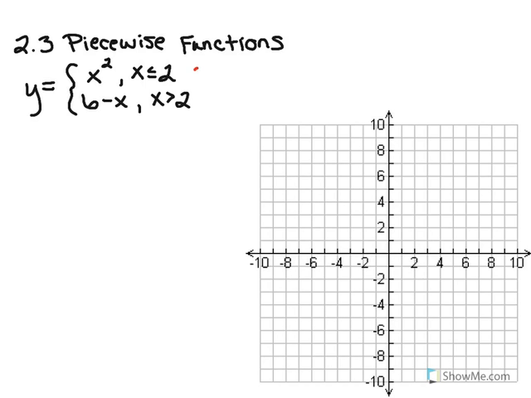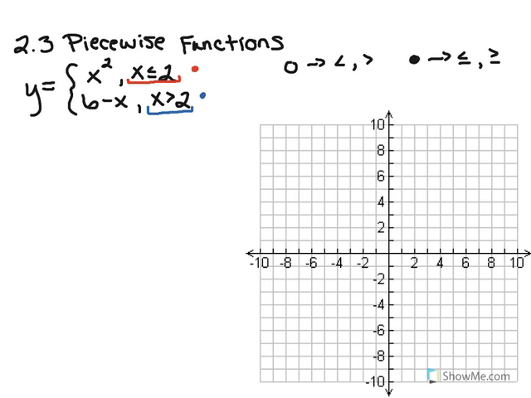The first piece right here in red says that I'm going to graph the function x squared for all x values less than or equal to 2. The next piece of this is here, and we're going to graph the function 6 minus x for x values greater than 2. Now, the idea from way back in the day of using open circles and closed circles is going to come back. We use an open circle if we have greater than or less than, and then we use a closed circle for less than or equal to or greater than or equal to.